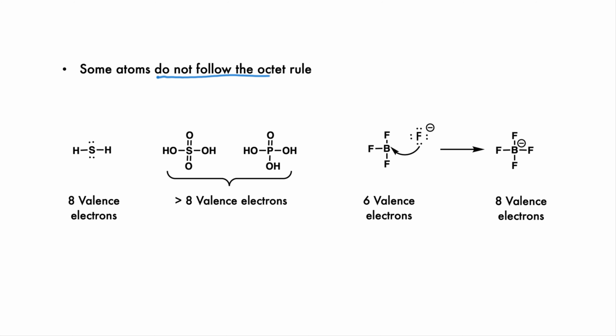Sulfur, phosphorus, and boron can violate the octet rule. The sulfur in hydrogen sulfide does follow the octet rule and has 8 electrons in total: 4 in the non-bonding pairs and 4 in the SH bonds. But sulfur in sulfuric acid has 12 valence electrons and is said to be hypervalent. Likewise, phosphorus in phosphoric acid has 10 valence electrons and is also hypervalent.